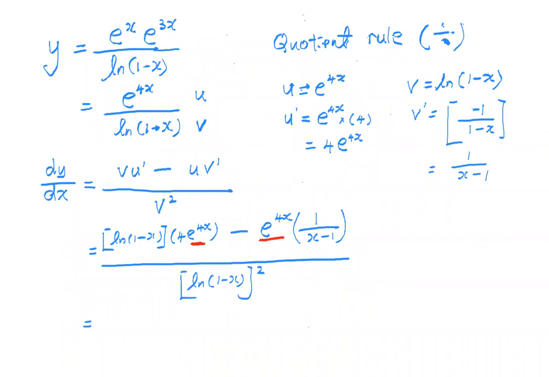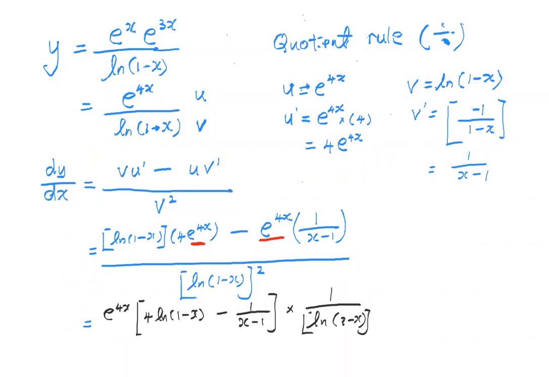e to the power of 4x, the common factor. So I factorize out e to the power of 4x. So I'm left with 4 ln(1 minus x), take away 1 over x minus 1, close, times 1 over ln(1 minus x), the whole thing squared.